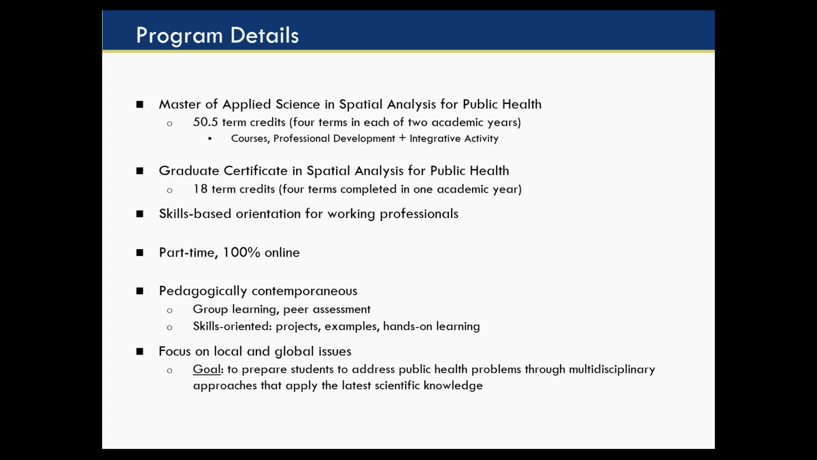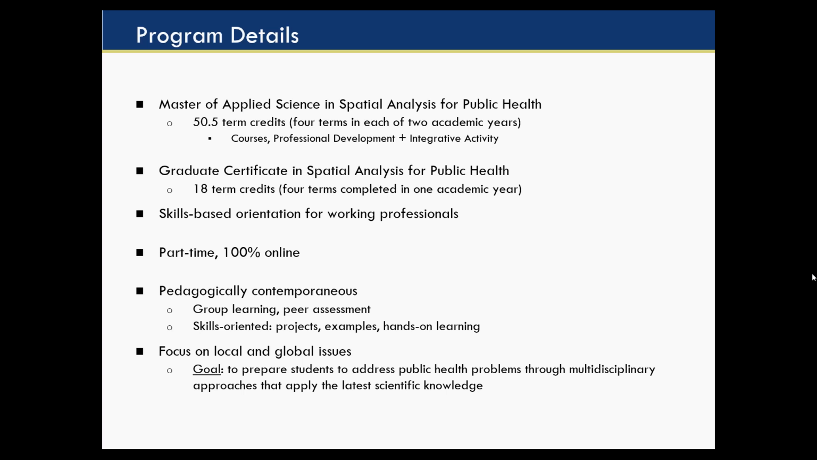The certificate is just 1 year, so it's 4 terms, and it's just 18 credits, and you cover the full suite of the spatial analysis classes that we have. So folks that come into the program with a background in epidemiology and biostatistics already and just want the spatial part of that will take our full year coursework series in spatial analysis. And then those who don't have the background in epidemiology and biostatistics can go for the full 2-year master's.